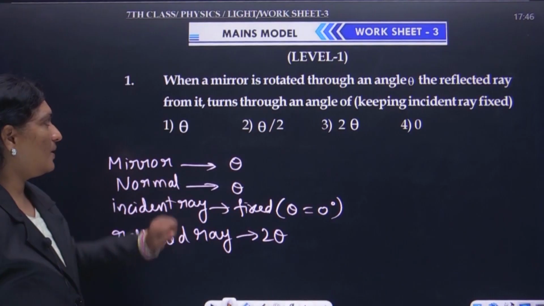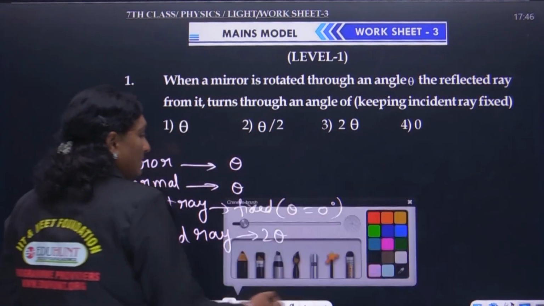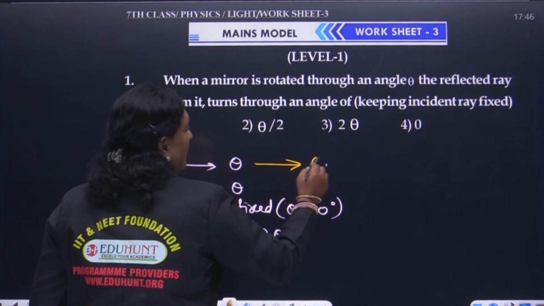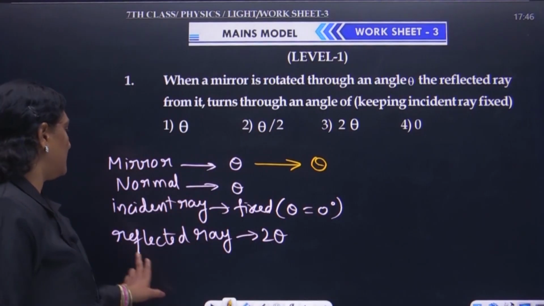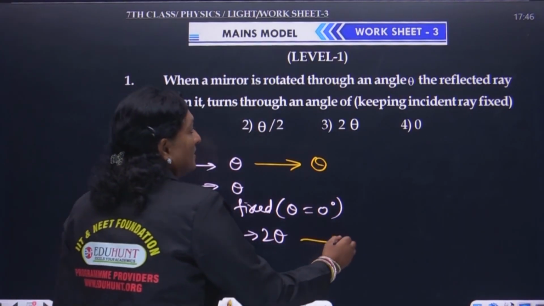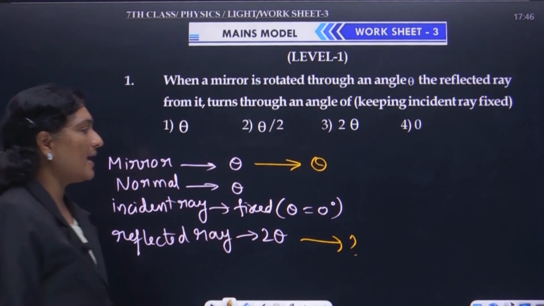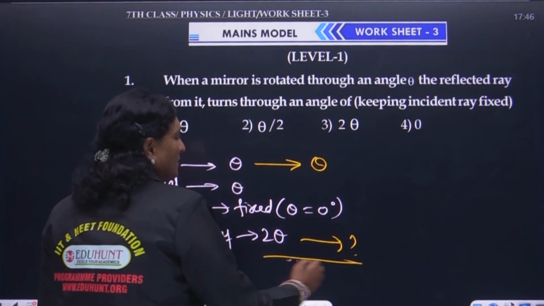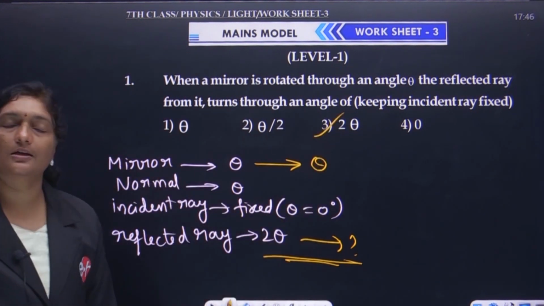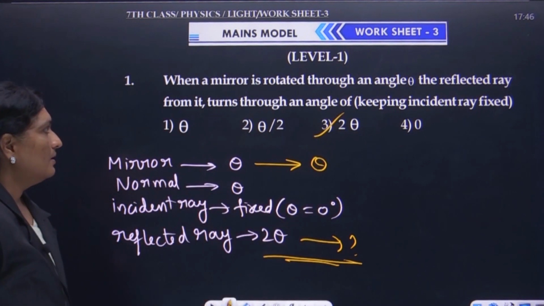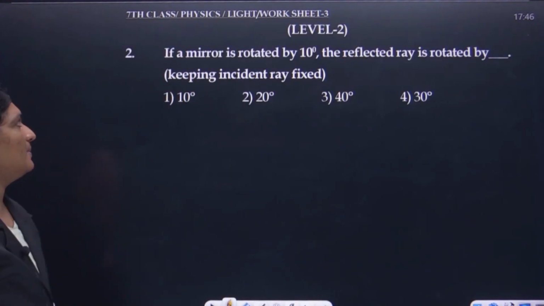Now the question was, when a mirror is rotated through an angle theta, given that the mirror is rotated by an angle theta, the reflected ray from it turns through an angle of how much? How much is that angle, children? It was found to be 2 theta. Hence the correct option is option 3, that is 2 theta. Got it? So shall we move to the next question, that is question number 2.